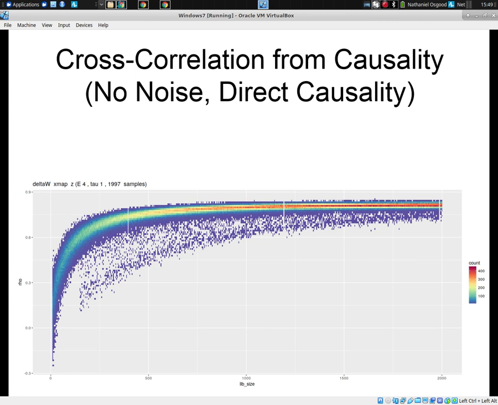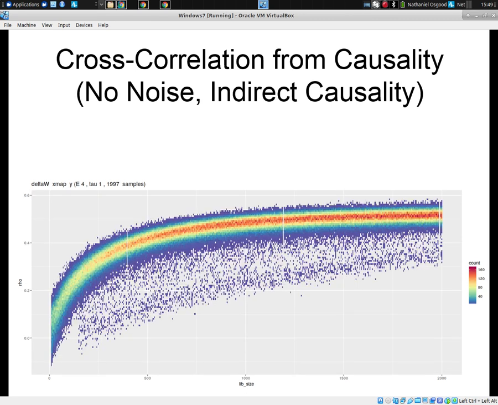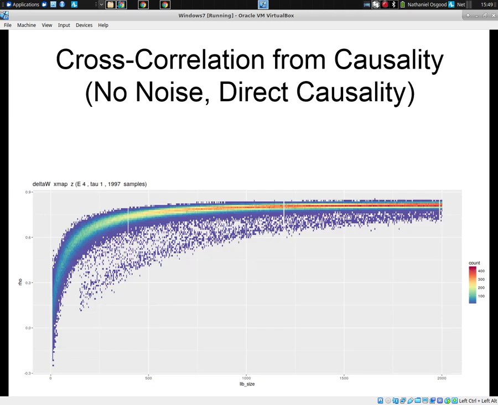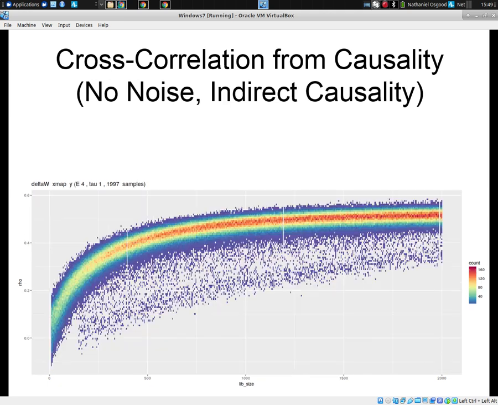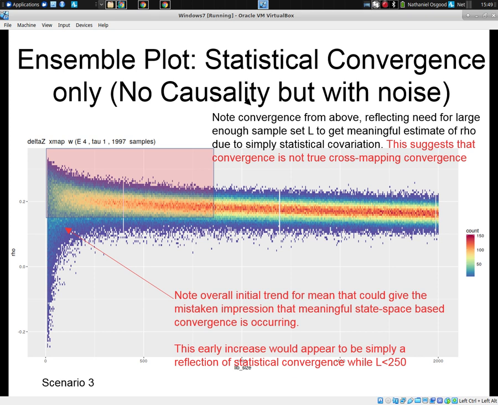So, causality, indirect causality. You notice no noise. Here, it's a slower convergence. Slower. Okay, this is statistical convergence, okay? And the convergence from above is, again, an indication. This is unlikely to be causal. Don't look at just the mean, look at the envelope.